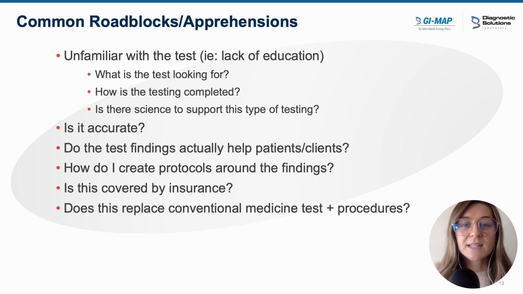Number 7, does this test replace conventional medicine tests and procedures? I don't think that there is one test that should replace another. So all test and procedure results should be used in combination and compared against the person, their history, their symptoms, etc. And it's almost like we utilize all of the objective data to make informed decisions about how do we move forward to help an individual.